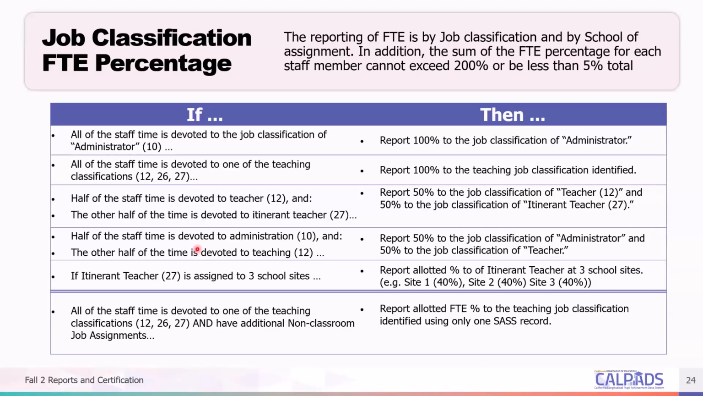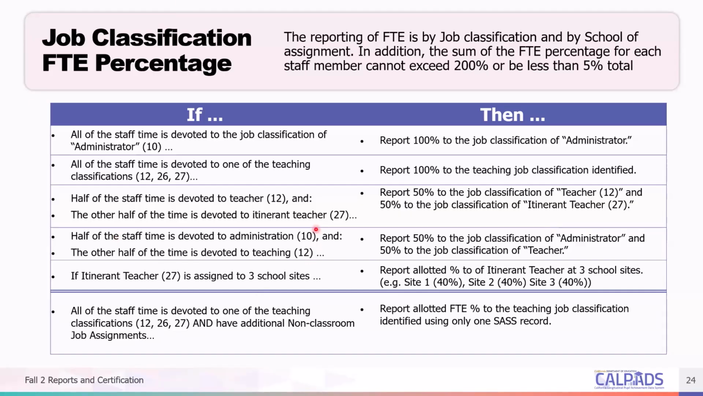All right, so for job classification, FTE percentage, this is essentially the full-time equivalency or the time spent by a staff member in the position that they're working in, right? So the FTE can be reflected or divvied up by job classification and by the school of assignment. And then the total FTE that a staff member is reported with should not exceed 200% and should not be less than 5%. So here are some scenarios of FTE reporting that are prevalent in CalPADS.